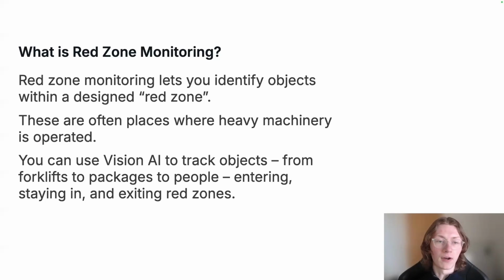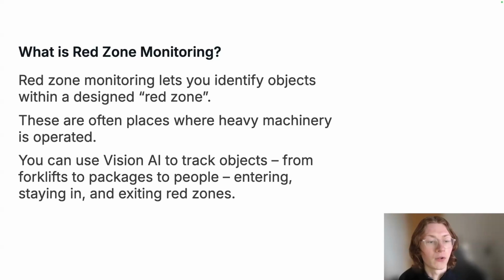So the principle that we're going to be covering is called red zone monitoring. And it's all about identifying and building visual insights around objects within a designated red zone. And a red zone is often a place where heavy machinery is operated in manufacturing. So that may be where forklifts are moving in a facility, like the example I just shared. It could be where robotic arms are in operation, or indeed any other type of machinery where humans should not be in close proximity. You can use vision AI and these computer vision principles to track objects entering, staying in, and exiting red zones. And then objects can be anything you train the model to identify.